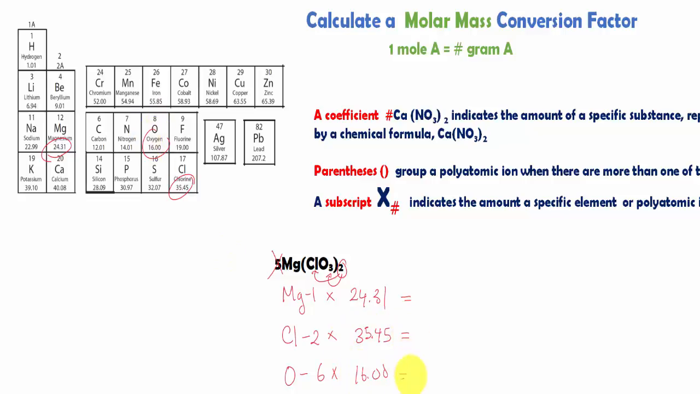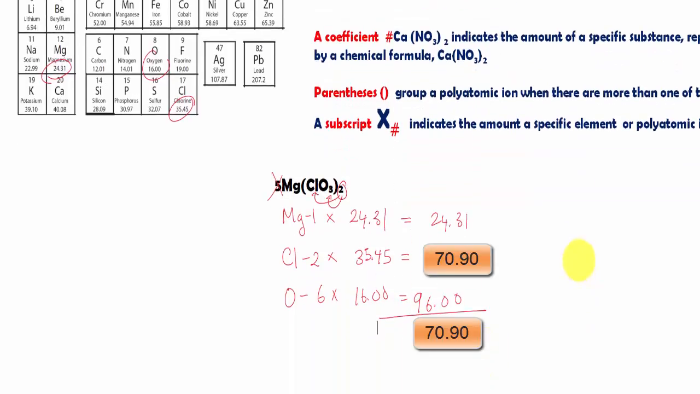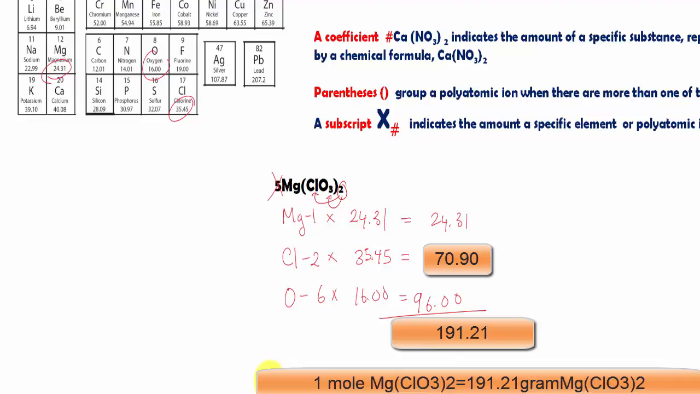And we use our calculator to multiply. We have 24.31 for the total mass of magnesium, then the total mass of chlorine, and for oxygen it would be 96.00 grams. That's the total mass for oxygen because there are 6 of it. And then again, we find the total, and let's express this as a conversion factor.